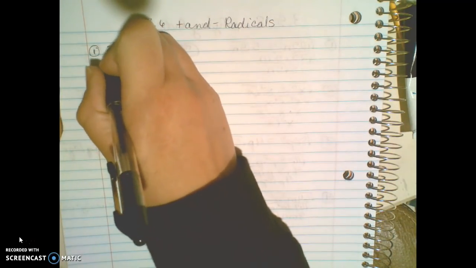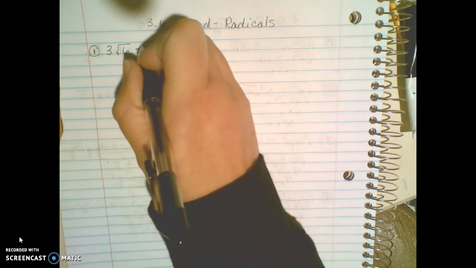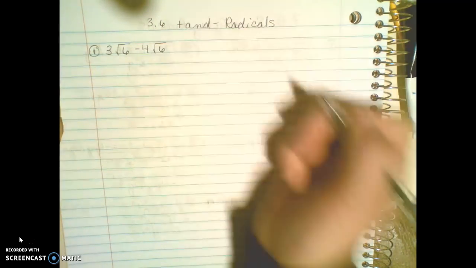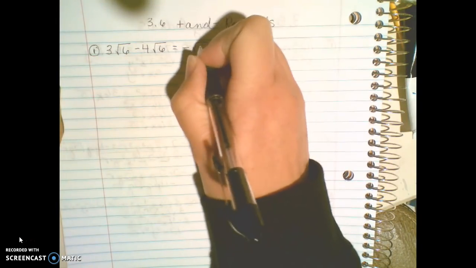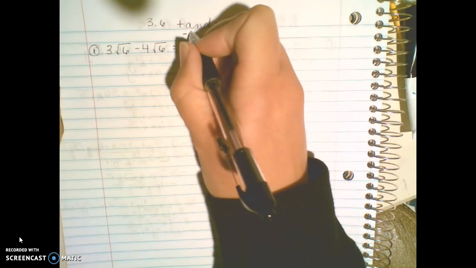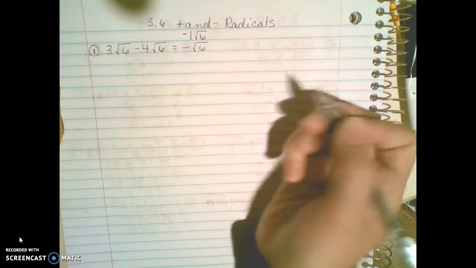Number one is 3 square root of 6 minus 4 square root of 6. So give that one a try. Your answer is negative square root of 6. You could have also called it negative 1 square root of 6.